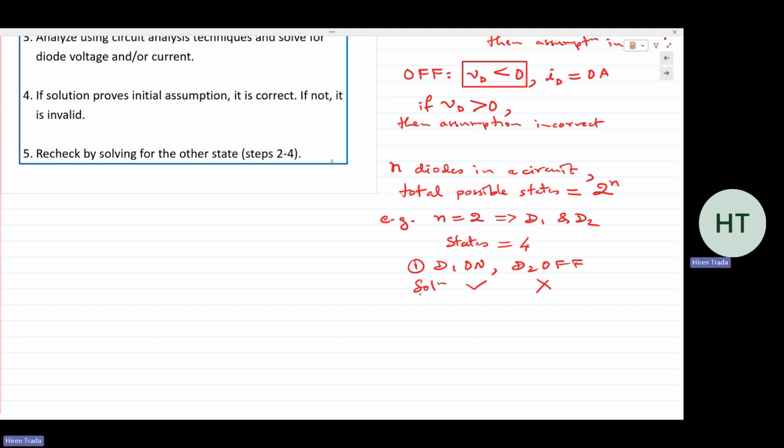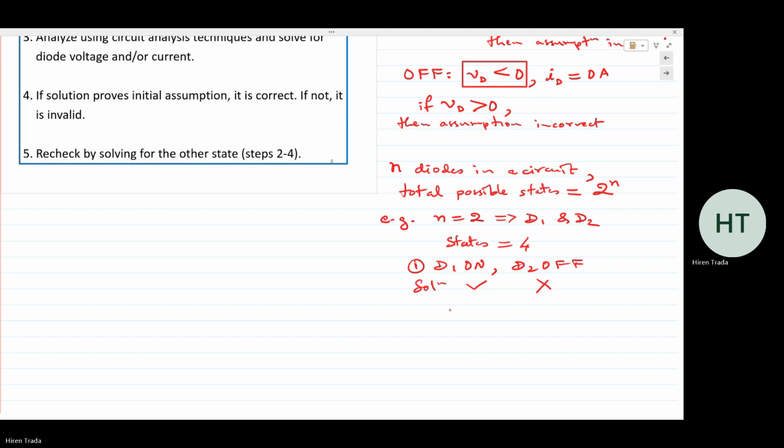D2 on, right? But it is not necessary that the answer D1 on is correct. The entire state must be taken together. This does not mean that D1 on and D2 on are correct. It could turn out that D1 on and D2 on are also incorrect. So the entire state must be thrown out. Just because one diode is correct and the other one's not correct, the entire state must be redone.